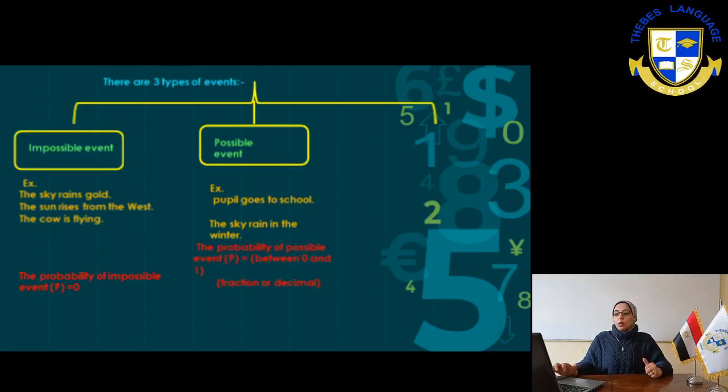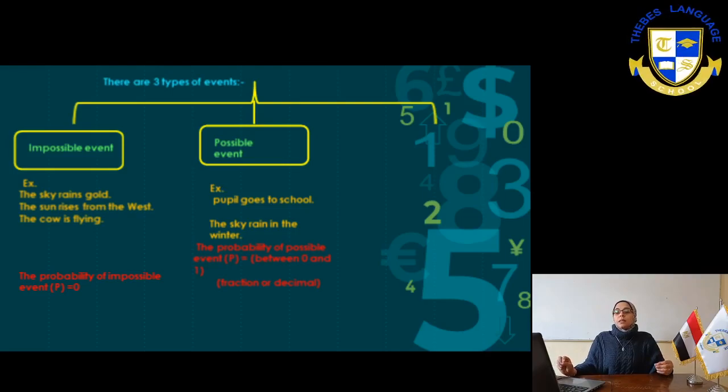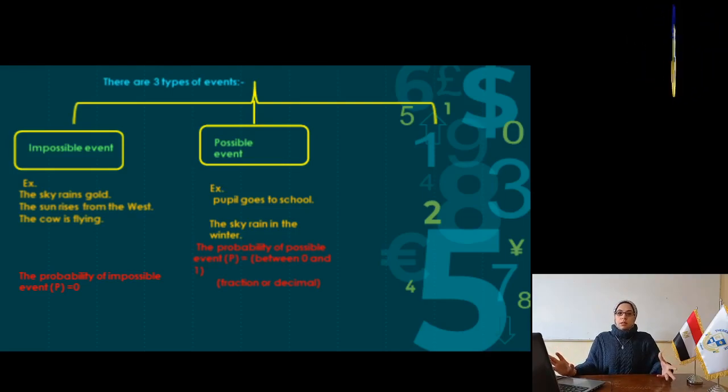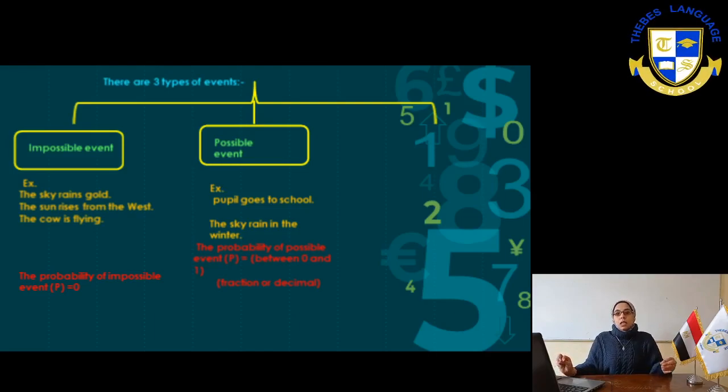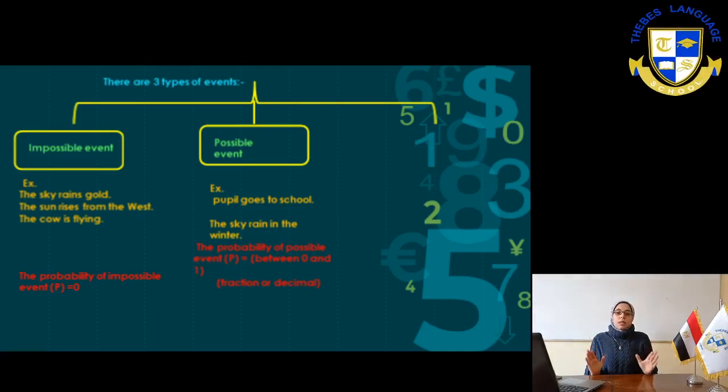Okay, so the probability of a possible event, we represent it in math by a fraction or a decimal between 0 and 1. Not more than 1 and not less than 0. It's a fraction between 0 and 1. Okay?